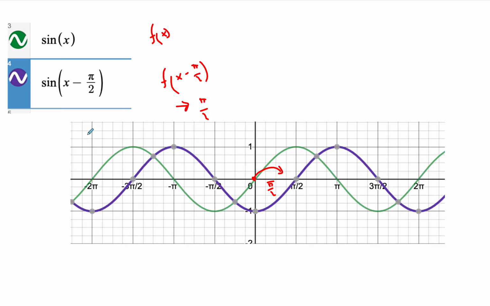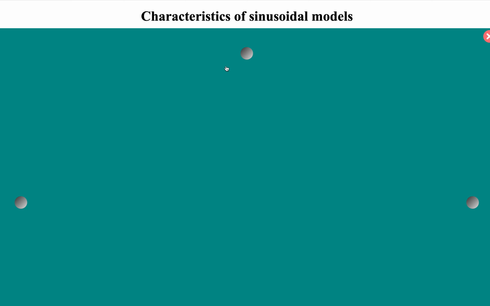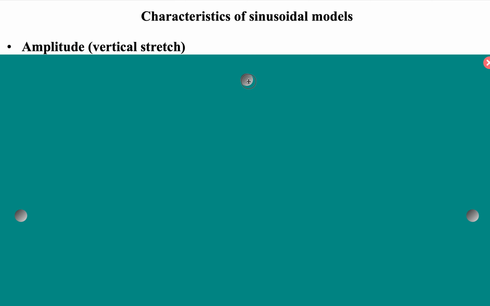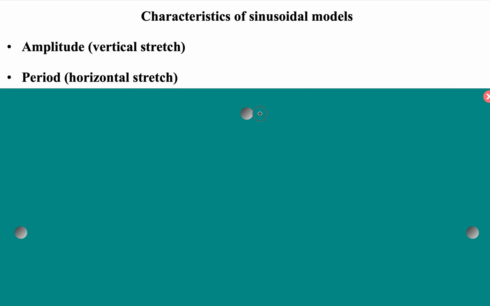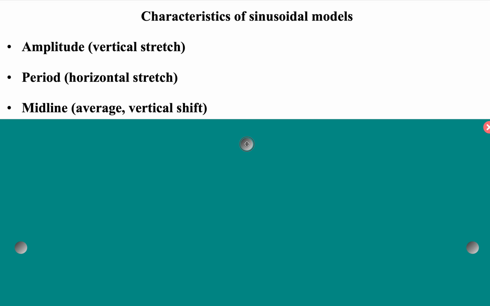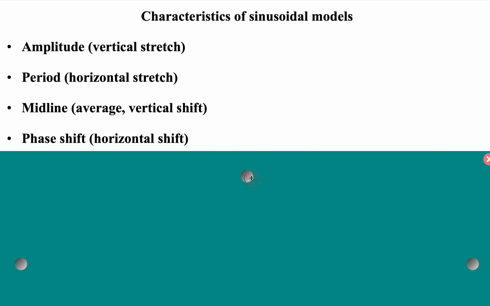So all these things have different names, which you hopefully remember, but if you don't, there's the amplitude, which is a vertical stretch, how high and how low it goes based on where it's centered. There's the period, which is the horizontal stretch, that is how often it's repeating itself. And then the midline, also known as the average, which is the vertical shift. So the midline would be that horizontal center of the graph. And then the phase shift, which is a fancy name for the horizontal shift.